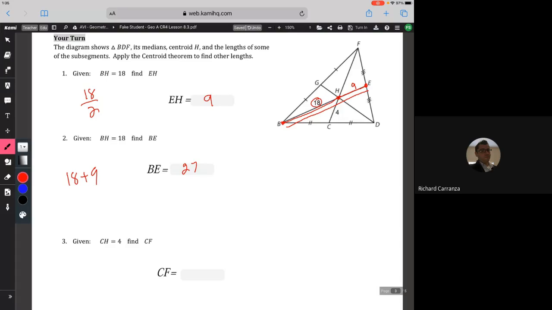All right, number 3, CH is 4. So knowing that, what do you think FH would be? If CH is 4, what do you think FH would be? So remember, with this formula, it's either double or it's half. So do you think FH would be half or double?